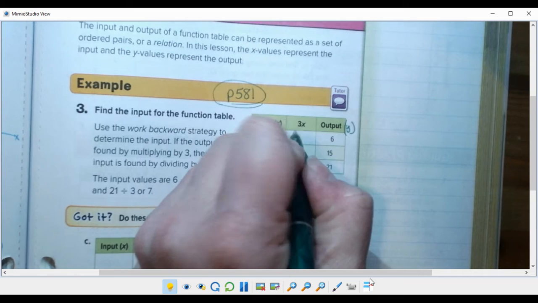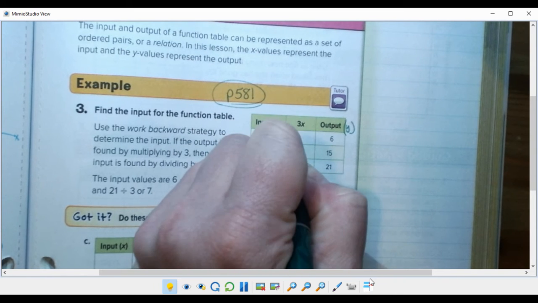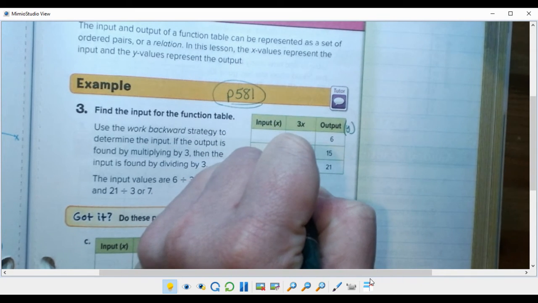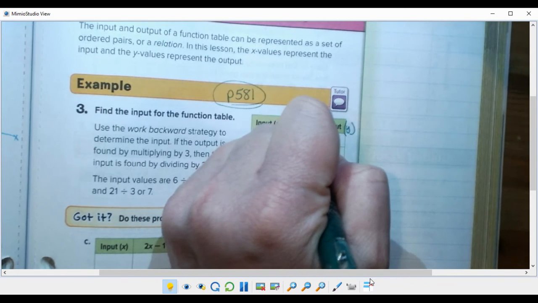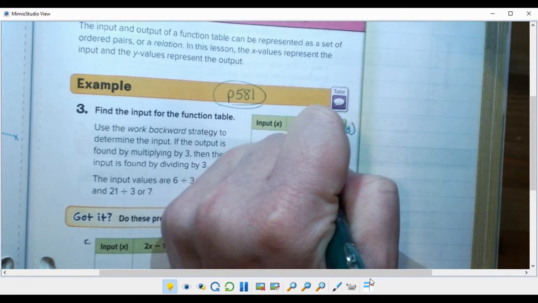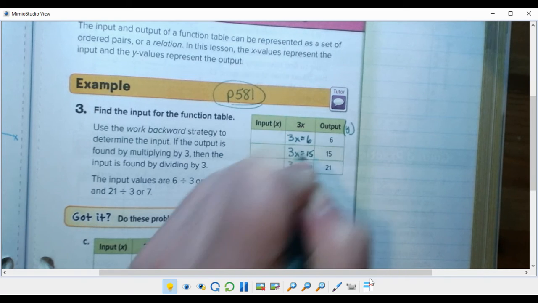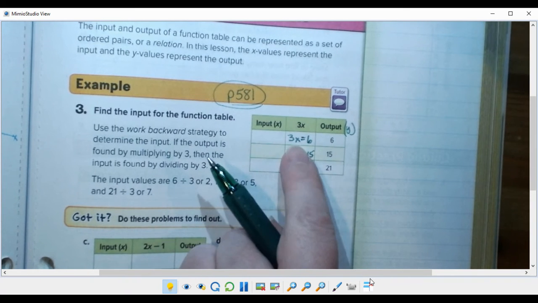I like to use that to write out the equation. So that's not going to change. For each of our problems, the function rule is staying exactly the same. What does change is the output. Okay, so now I have to think backwards.